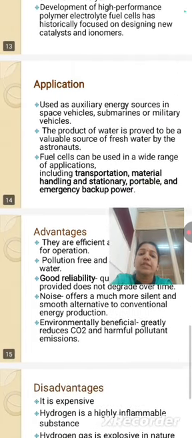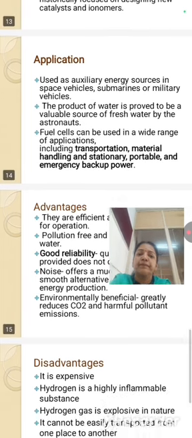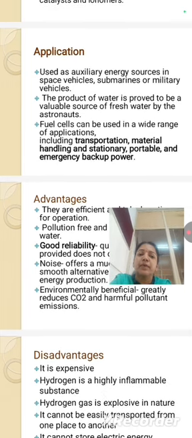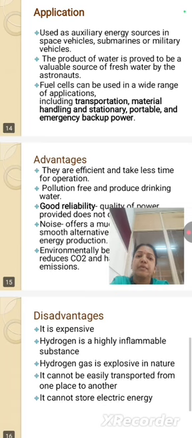Next, we move on to applications. Fuel cells were mostly used initially as energy sources in space vehicles, submarines, or military vehicles. The product water has proved to be a valuable source of fresh water for astronauts. Fuel cells can be used in a wide range of applications, including transportation, material handling, and stationary, portable, and backup power.